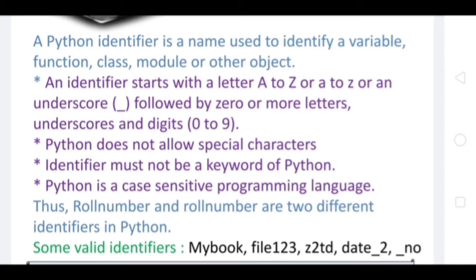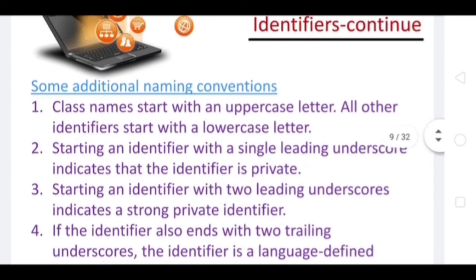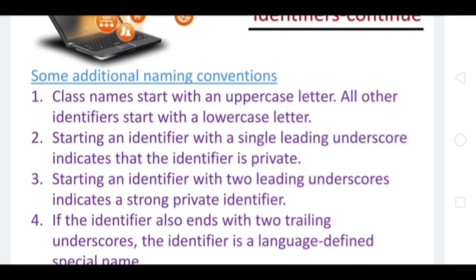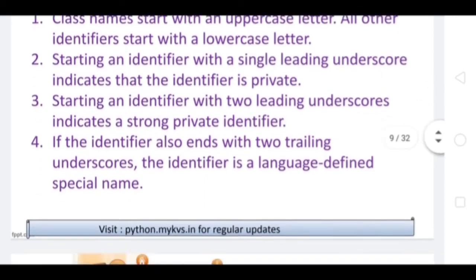Python is a case sensitive programming language. So that means Roll number and the small roll number are two different identifiers in Python. So these are some valid identifiers. There are some additional rules of naming identifiers. We can start an identifier with an underscore or an uppercase letter; all other identifier classes start with lowercase letters. Starting an identifier with two leading underscores indicates it's a strongly private identifier, and two trailing underscores indicate that it is a language defined special name.